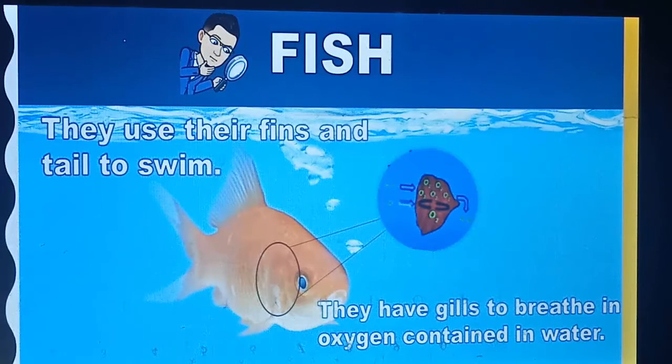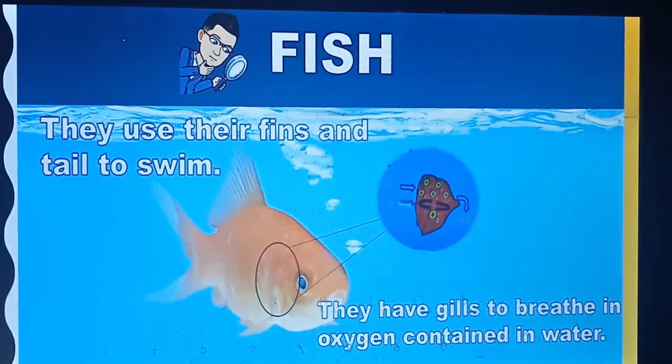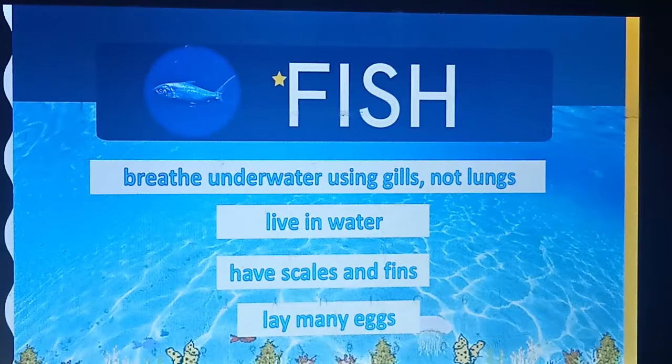Next you can see the fishes use their fins and tail to swim, and they have gills to breathe in oxygen contained in water. The fishes usually breathe through gills, not through lungs. Now let's talk about the overall characteristics of the fishes. Fishes breathe underwater using the gills, not lungs. And if we talk about their habitat, the fishes live in water and have scales and fins. And if we talk about their reproduction, they reproduce by laying many eggs.